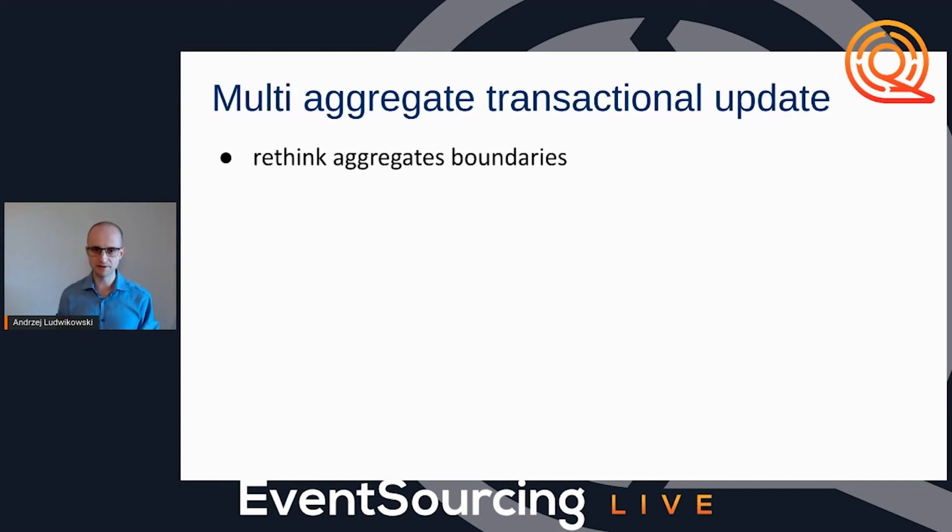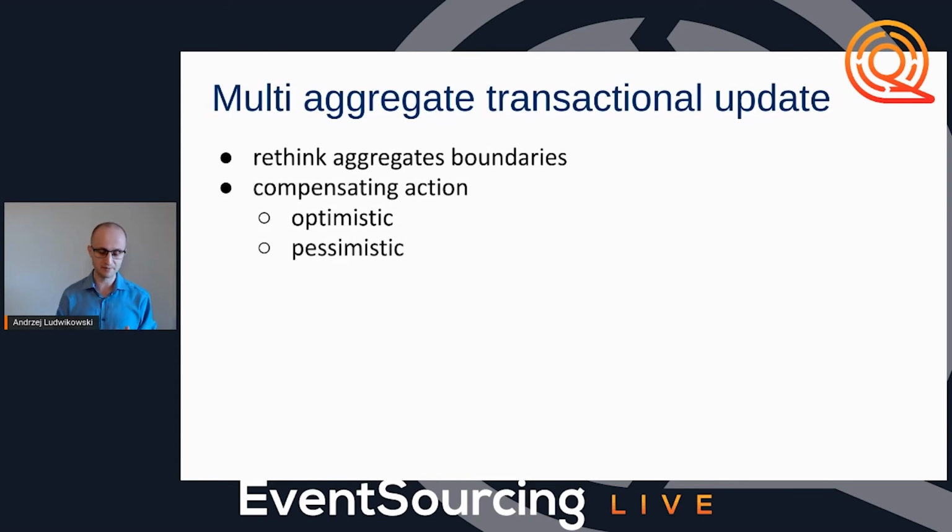Sometimes your aggregate boundaries are fine and you still need to handle it. In this case, the only way to do this right is to apply a compensating action. And a compensating action could be optimistic or pessimistic depending on your business perspective. These are not official names, I just made them up to explain it.